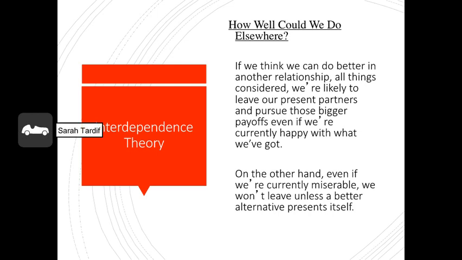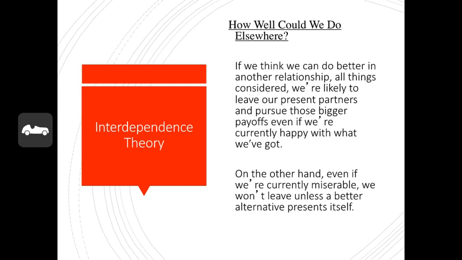According to interdependence theory, if we think we could do better, either single or in another relationship, all things considered, it predicts that we are likely to leave our present partners and pursue those bigger payoffs, even if we're currently happy with what we've got. And I should point out that if we think we can do better, that might be with another specific partner that we know. That might be just general, hypothetical someone else. And it's also very much in the eye of the beholder. So it's from that person's point of view.